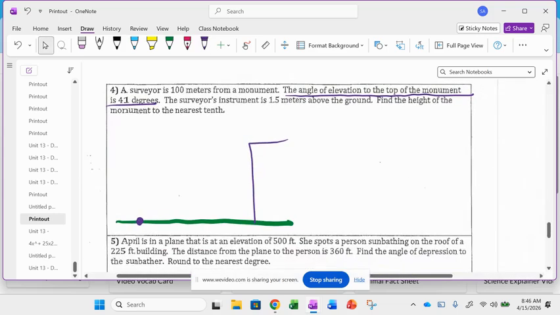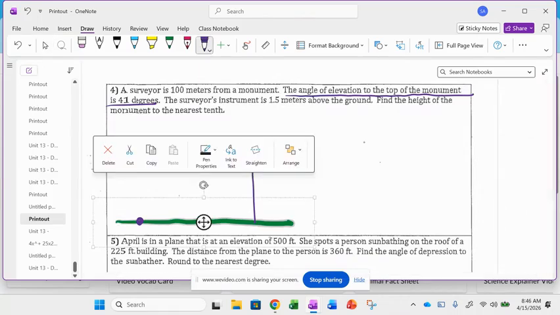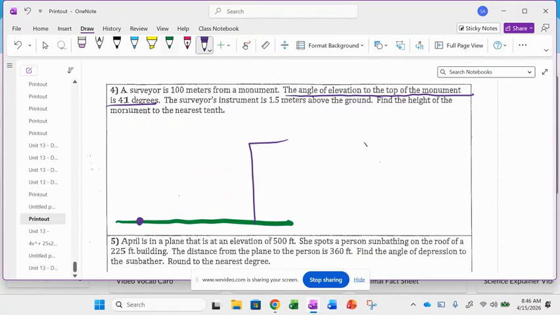It says a surveyor is 100 meters from a monument. The angle of elevation to the top of the monument is 41 degrees. Still don't write this because this is wrong. So I would say, okay, from the surveyor to the monument is 100. So I'd label that with 100. Then the angle of elevation to the top of the monument is 41 degrees. So it's going to the top of the monument. Who would you suspect this angle of elevation is coming from? Who's looking at the monument?